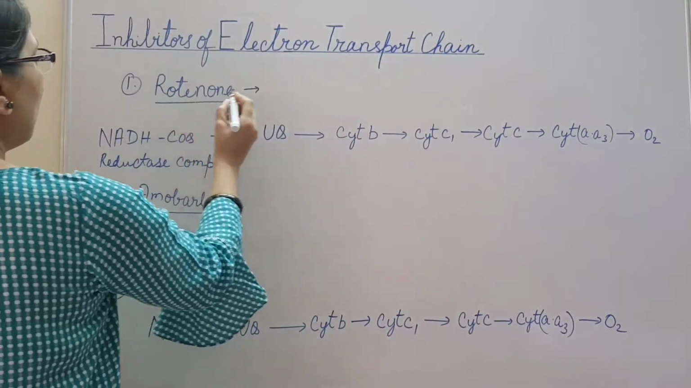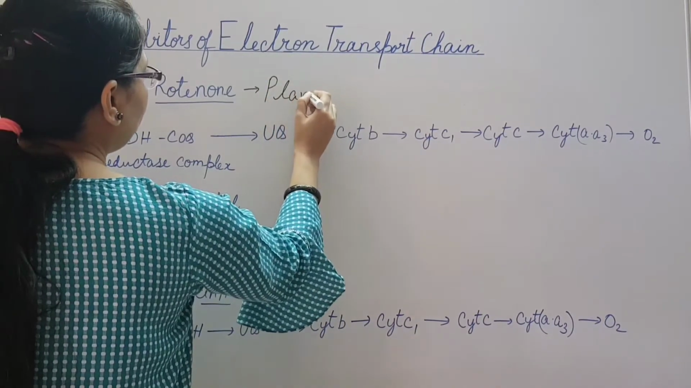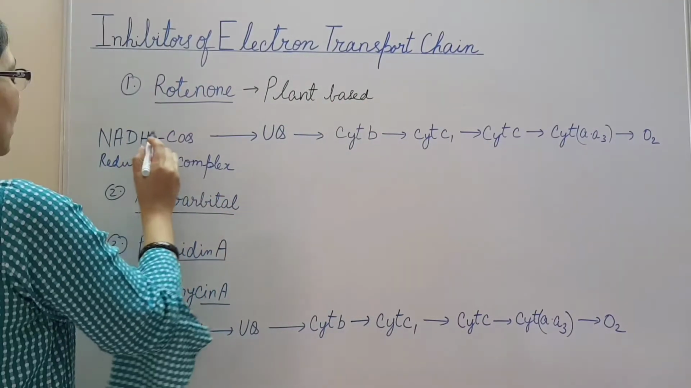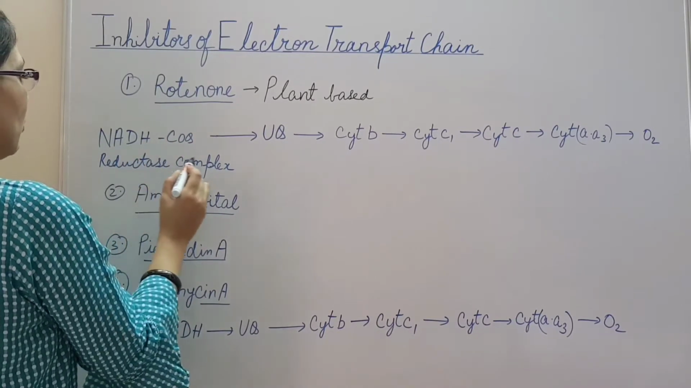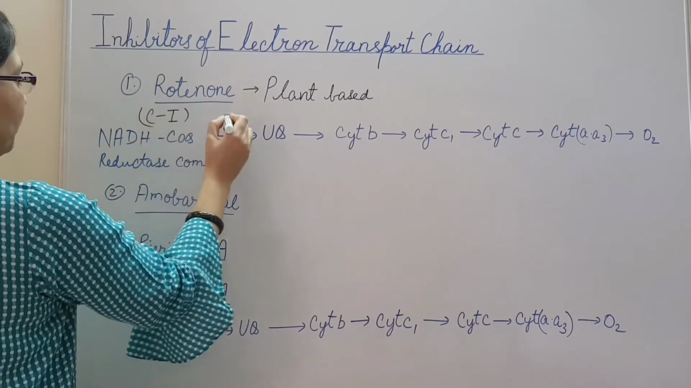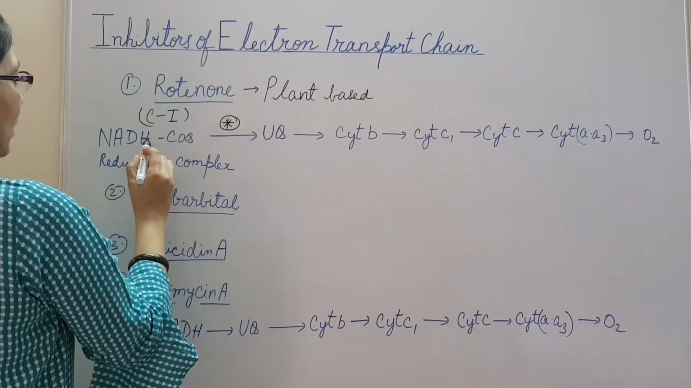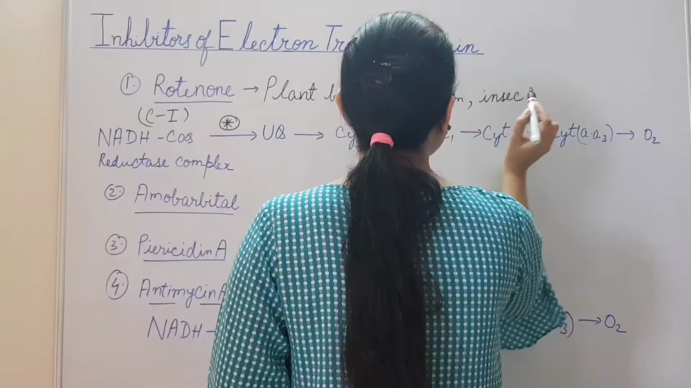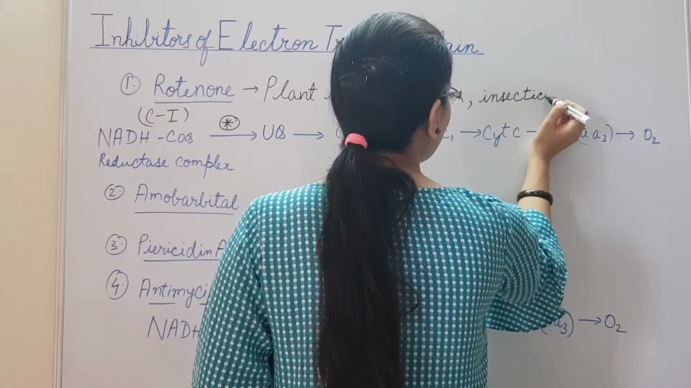In this, first is rotenone. It is a plant based product. This inhibits the passage of electrons from NADH coenzyme Q reductase complex. This is complex 1. So, electrons cannot pass from complex 1 to ubiquinone. It is used as fish poison and also as insecticide.